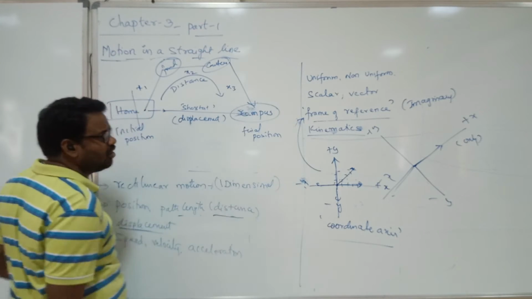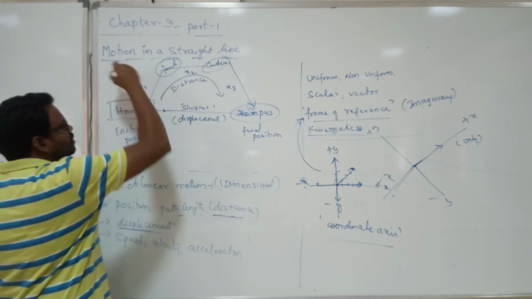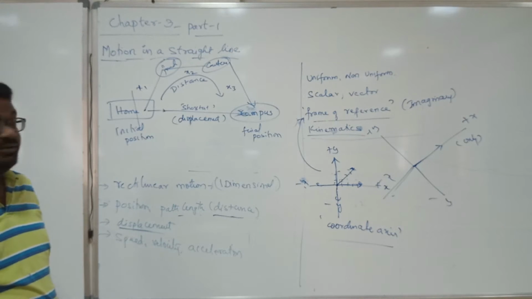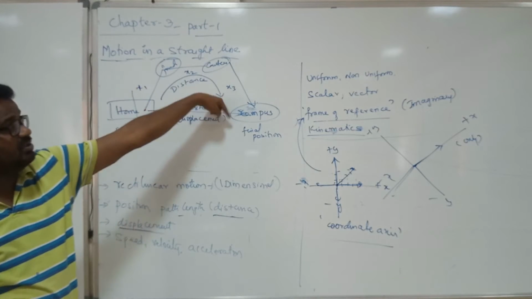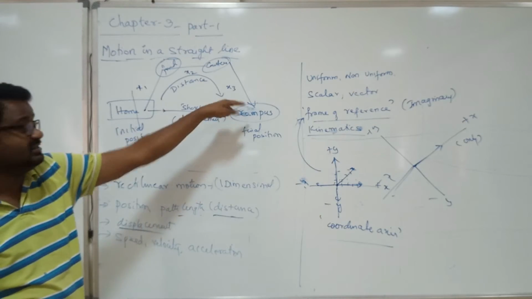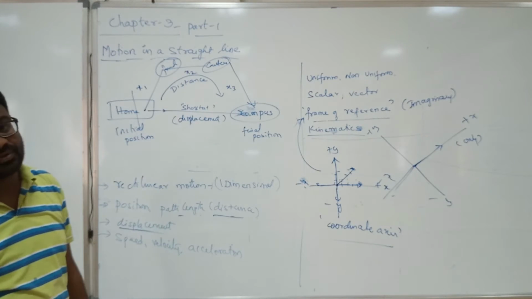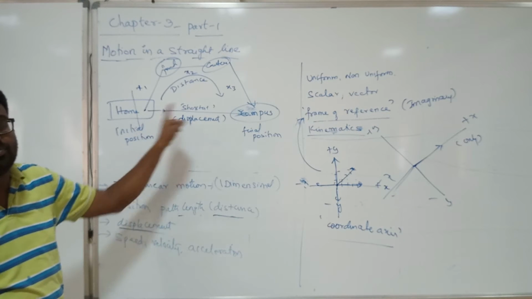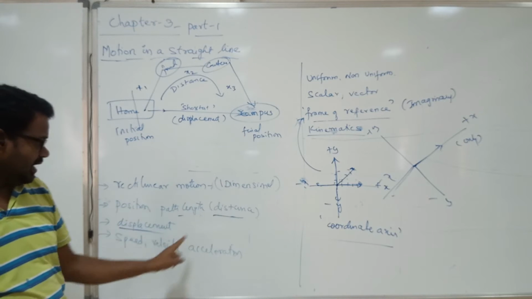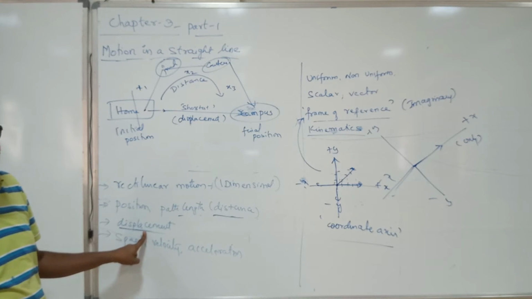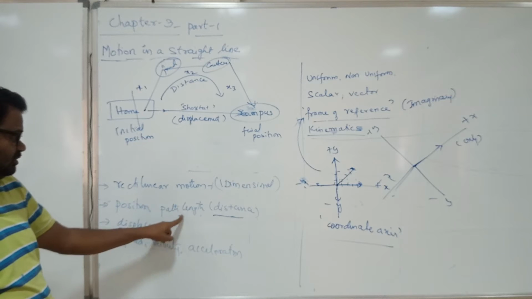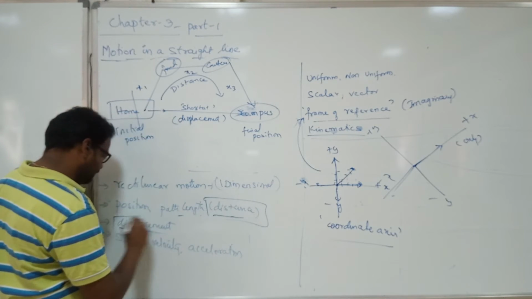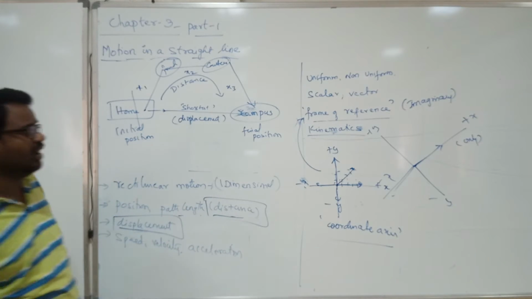If not the shortest distance, how can you travel? You can travel in different ways. Infinite ways are there. Infinite path lengths are possible, infinite distances can exist between two different locations, whereas only one shortest distance is possible between the initial position and the final position. And that particular thing is called displacement.